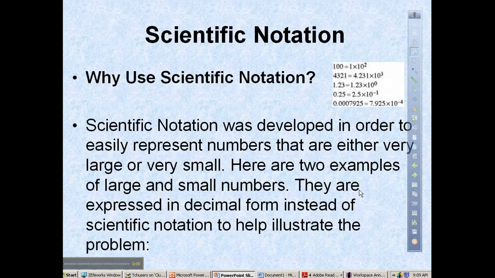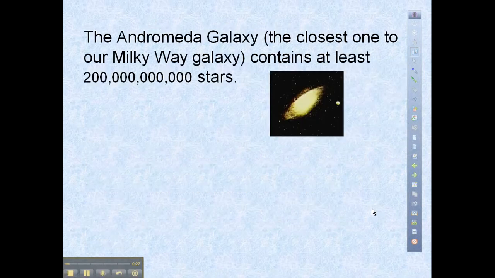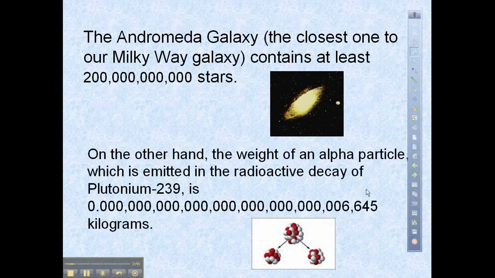Scientific notation was developed in order to easily represent numbers that are either very large or very small. Here are 2 examples of large and small numbers. They are expressed in decimal form instead of scientific notation form to help illustrate the problem. The Andromeda galaxy, the closest one to our Milky Way galaxy, contains at least 200 billion stars. That's a very large number. If you try to put that in your calculator, it's going to have a problem.